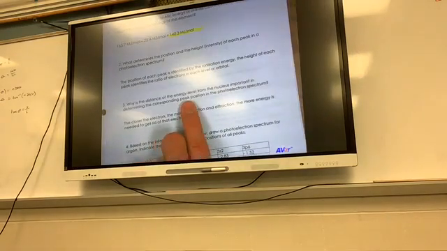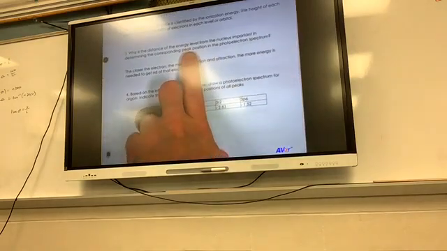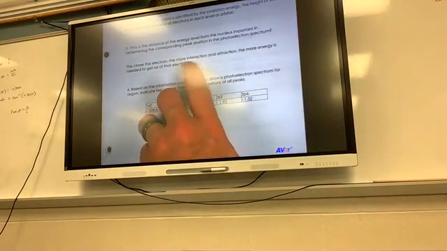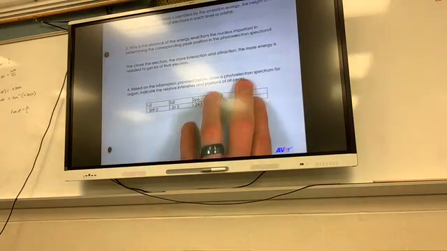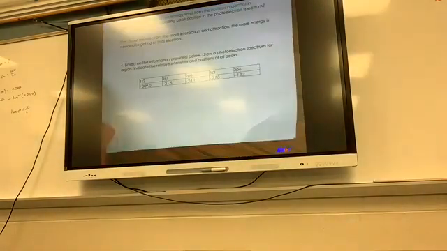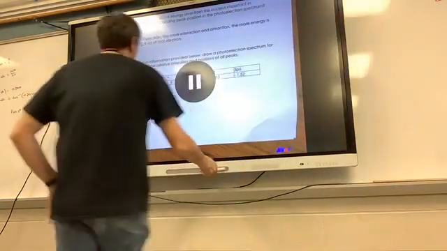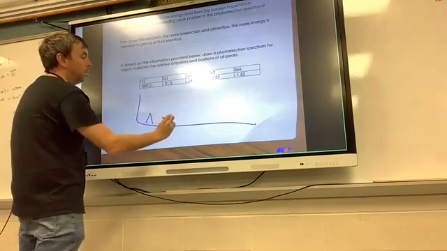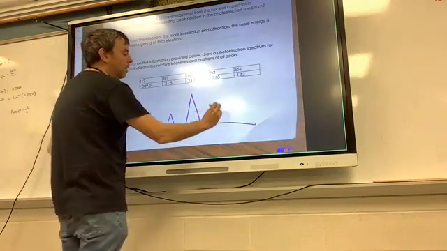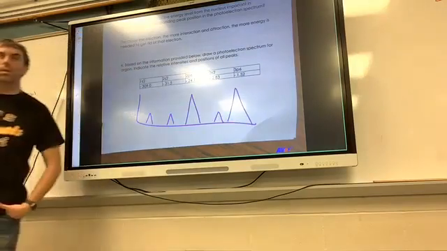3, why is the distance of energy level from the nucleus important? Well, the closer the electron, the more attraction, right? So the closer it is to the nucleus, the harder it's going to be to remove it. 4, based on the information, draw a photoelectron spectrum for argon. Let me do it really quick. So argon, here's my graph. This would be 1s2, 2s2, 2p6, 3s2, 3p6, right?